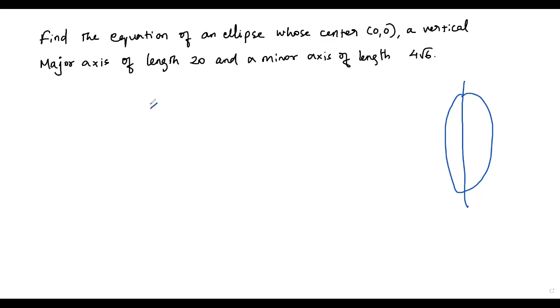That is (x minus h) the whole square over b square, plus (y minus k) the whole square over a square, equals 1. Since the ellipse is vertical, I am writing a square under (y minus k) the whole square. In case the ellipse is horizontal, what I have to do is write this a square under (x minus h) the whole square.